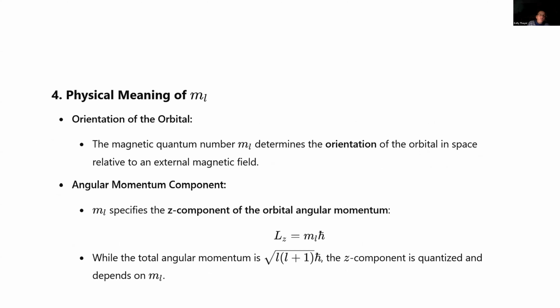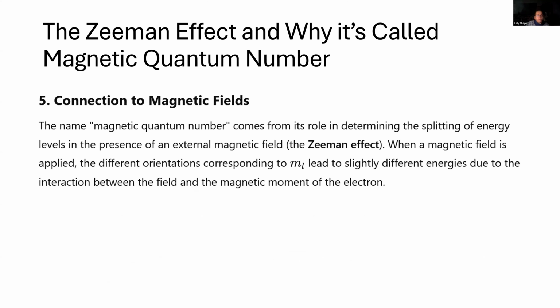So what is the physical meaning of m sub l? This tells us the orientation of the orbital. The magnetic quantum number m sub l will determine the orientation of the orbital in space relative to some external magnetic field. The angular momentum component m sub l will specify the z component of the orbital angular momentum. So we have L sub z equals m sub l h bar. So while the total angular momentum is going to be given by this expression here, the square root of L times L plus 1 quantity times h bar, the z component is going to be quantized and depend on m sub l.